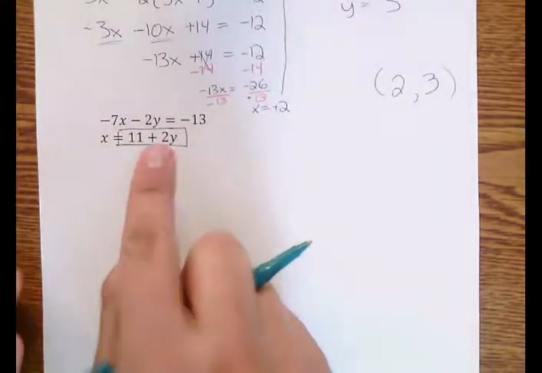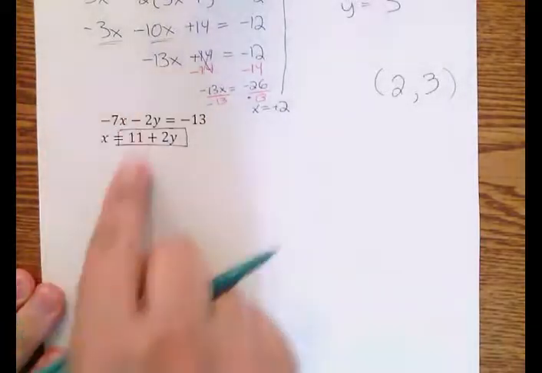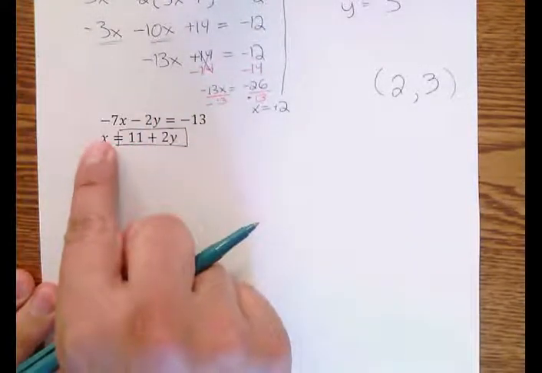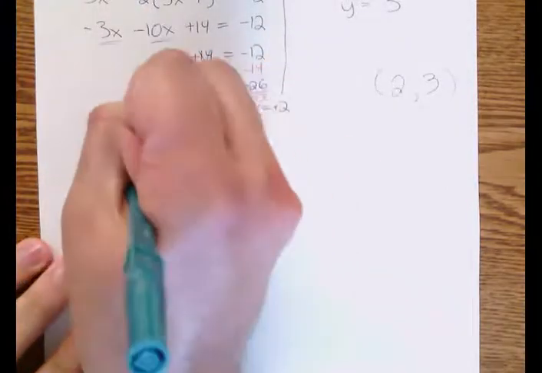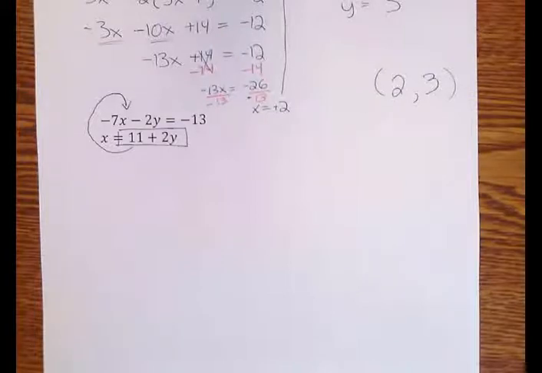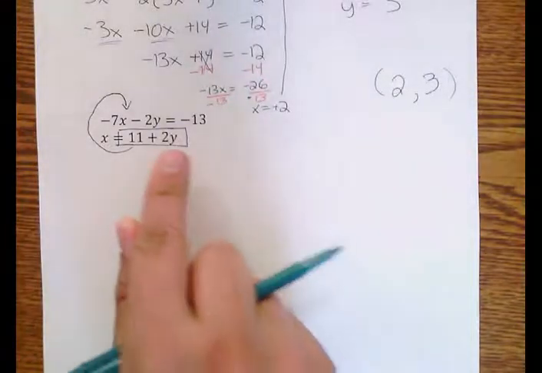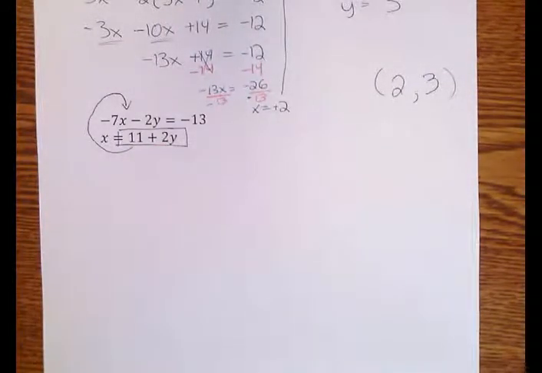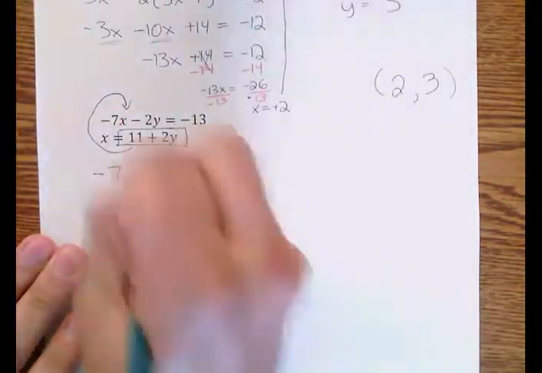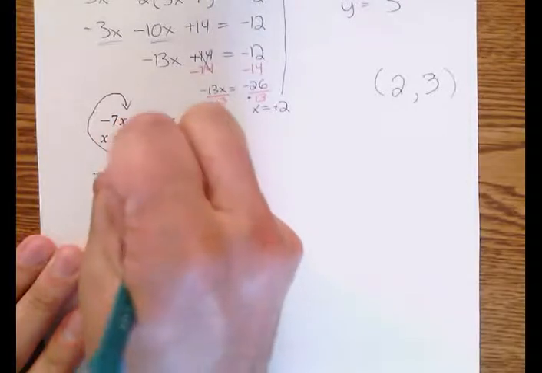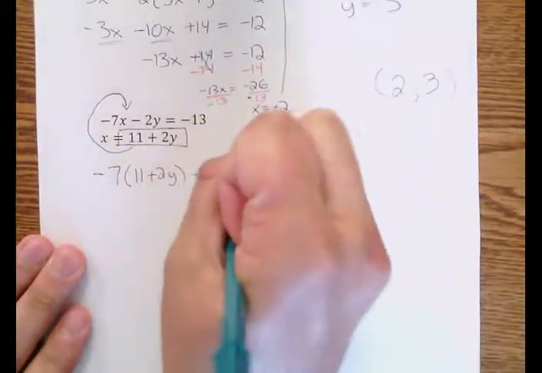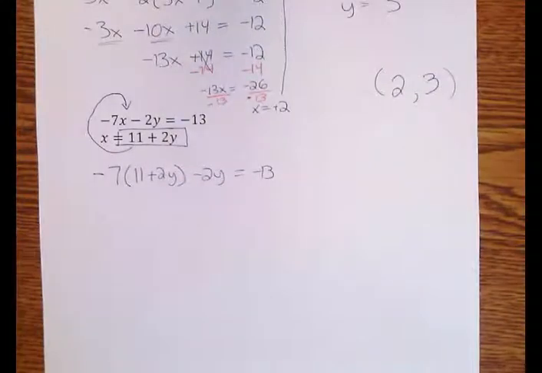You want to be very careful. Some people just get caught with, oh, I automatically just substitute in for y. No, you got to pay attention. So we're going to substitute for x and plug in 11 + 2y. So in the top, that x is going to be replaced or substituted with parentheses 11 + 2y. So rewriting that top line, I'm going to have -7 times parentheses 11 + 2y, parentheses, minus 2y equals -13.